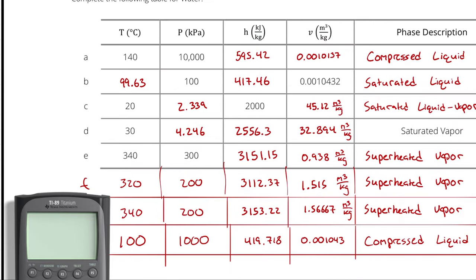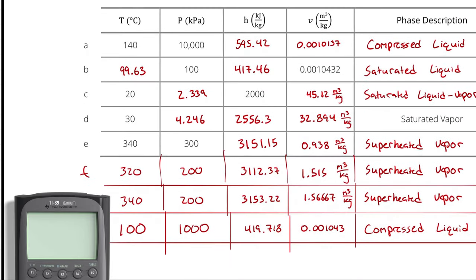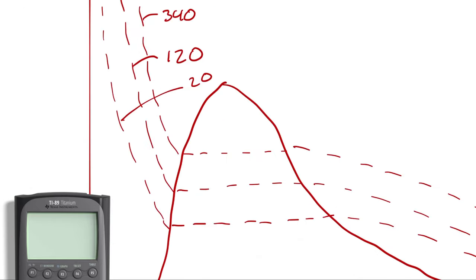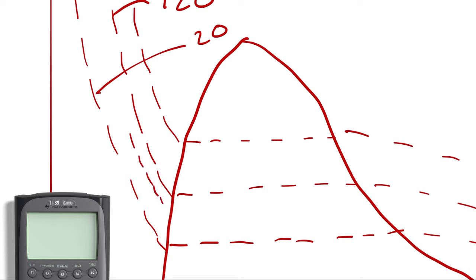B is at 100 degrees Celsius and 100 kilopascals and is a saturated liquid. So 100 degrees Celsius would be a little bit lower than 120. So I'm going to indicate state point B here.